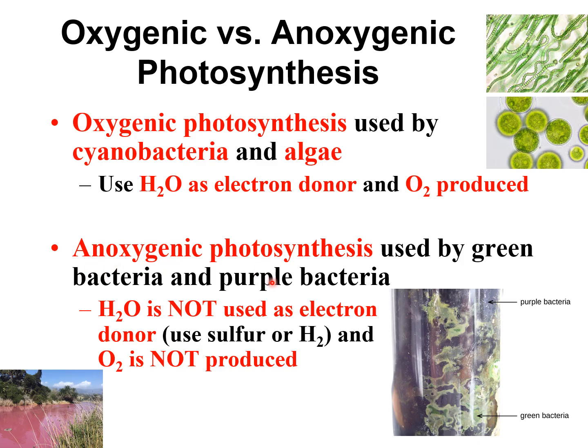So this type of photosynthesis does not produce oxygen. And that's because they're not using water as a place to get electrons from, they're using something else. And so oxygen will not be produced. So like these purple bacteria or green bacteria that are in this test tube over here, they're doing anoxygenic photosynthesis. So maybe they're using sulfur or hydrogen gas to get their electrons from to do photosynthesis. So they're not going to be producing oxygen at all.